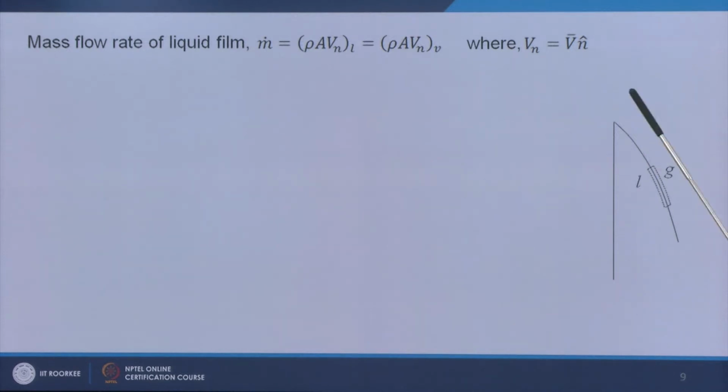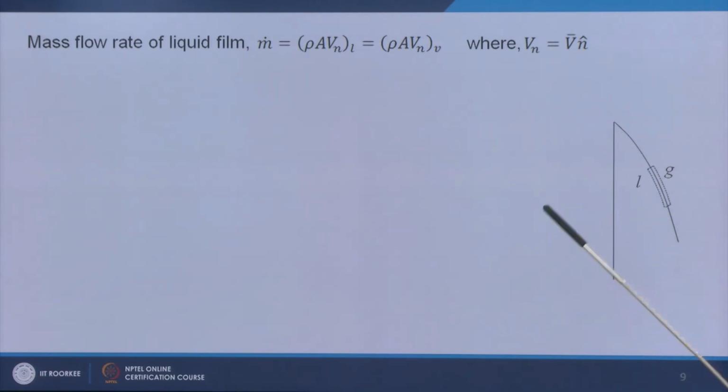First, let me show you. Let us say this is the vertical plate, and here we have the film, a parabolic film, forming like this, thicker at the bottom and thinner at the top. Now, let us take a small strip around the interface, where on the left-hand side we have liquid and on the right-hand side we have gas. If you do so, first let us do the mass balance.